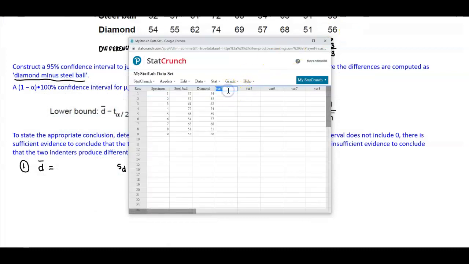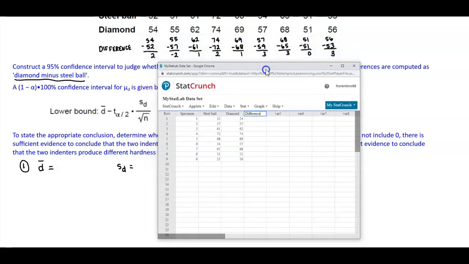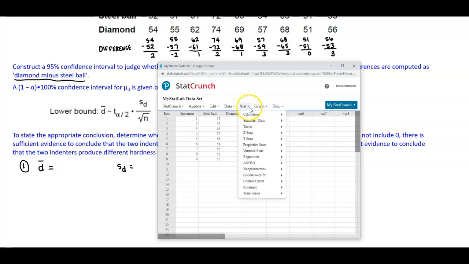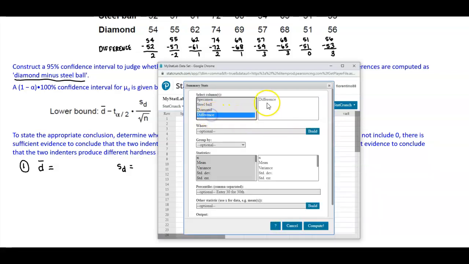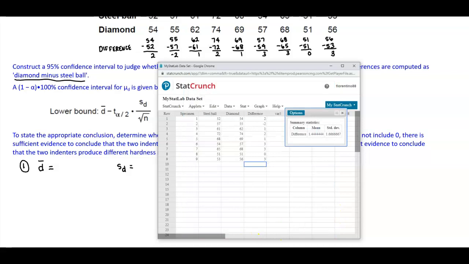Okay, and then we're going to create a column here. We're going to call it difference. Okay, and then we're going to put in the values. So we know the difference is going to be 2, negative 2, 1, 2, 1, 3, 3, 0, and then 3. And so what we want to do is find the mean of this column and the standard deviation. So we're going to go ahead and go to Stat, go to Summary Stats, and we're going to go to Columns. We're going to select the difference column that we created, and we want the mean and the standard deviation. So let's go ahead and compute.